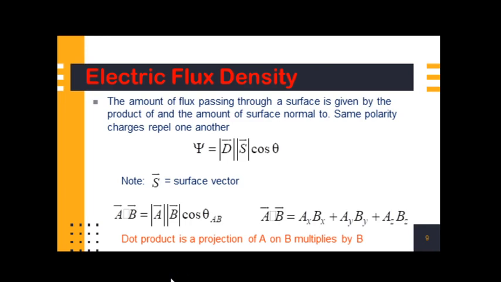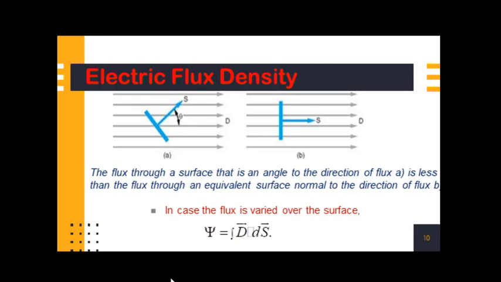According to the dot product, A dot B is equal to the magnitude of A, magnitude of B into the cos theta of AB. That is nothing but the dot product of these two vectors, A dot B is equal to AX BX plus AY BY plus AZ BZ. Dot product is a projection of A multiplied by B.